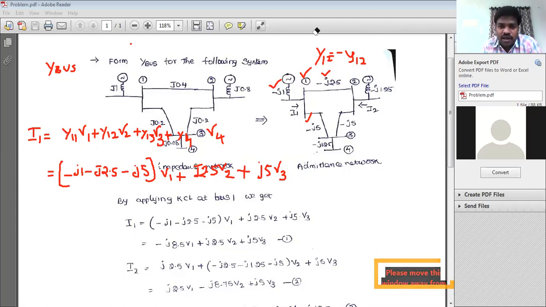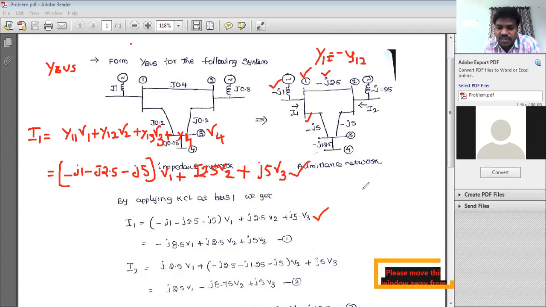Now you compare this equation and the one we have just written. So Y11 can be obtained by adding all the self admittances connected to bus number 1. Similarly, now obtain the admittance connected between bus number 1 and 2, and the admittance connected between bus number 1 and 3. Now, simply you can determine the second equation also.